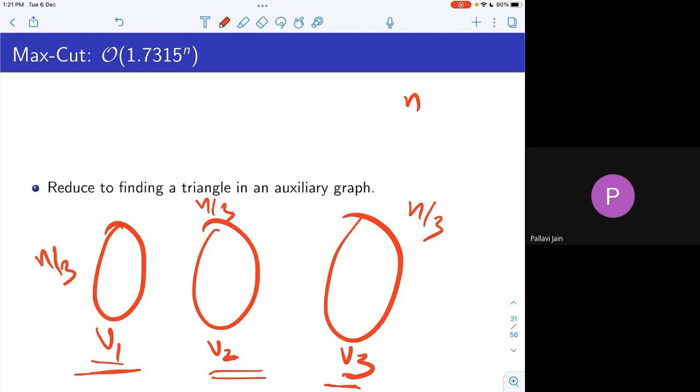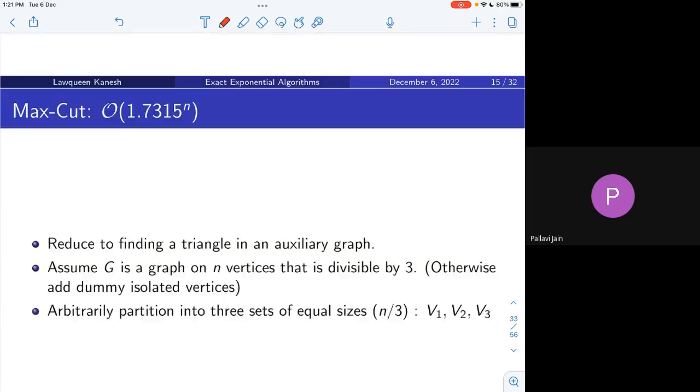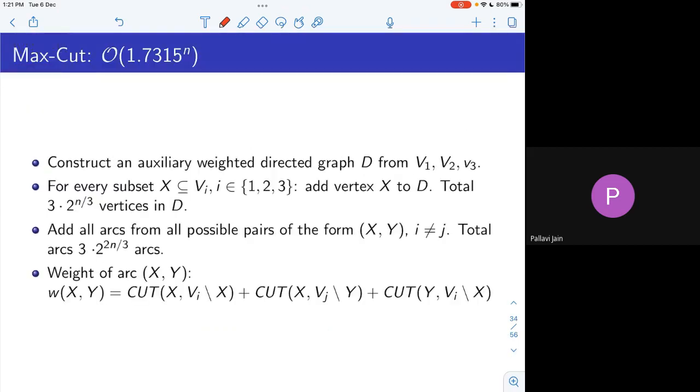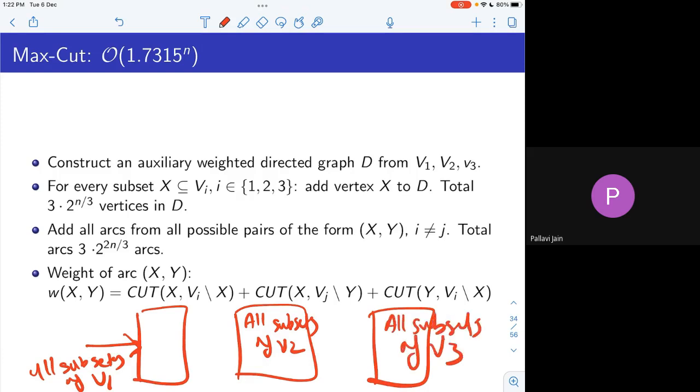Okay? So after we have done this, we have three sets V1, V2, V3, each of size n by 3. Now, what we will do, we will construct an auxiliary graph by taking every subset of these sets. So I will have three parts. So this part will contain vertices with respect to all the subsets of V1. Here, all subsets of V2. Here, all subsets of V3. Okay, this is how I am constructing this graph. So these are my set of vertices.